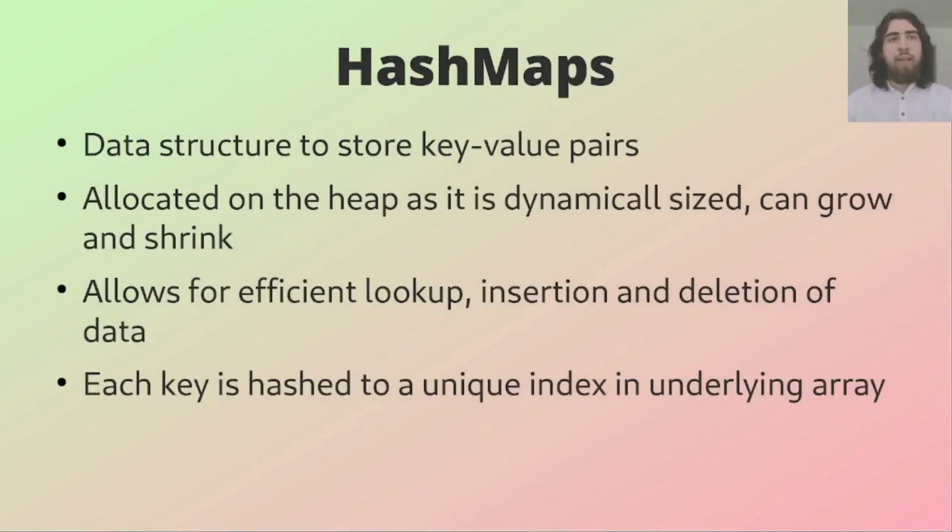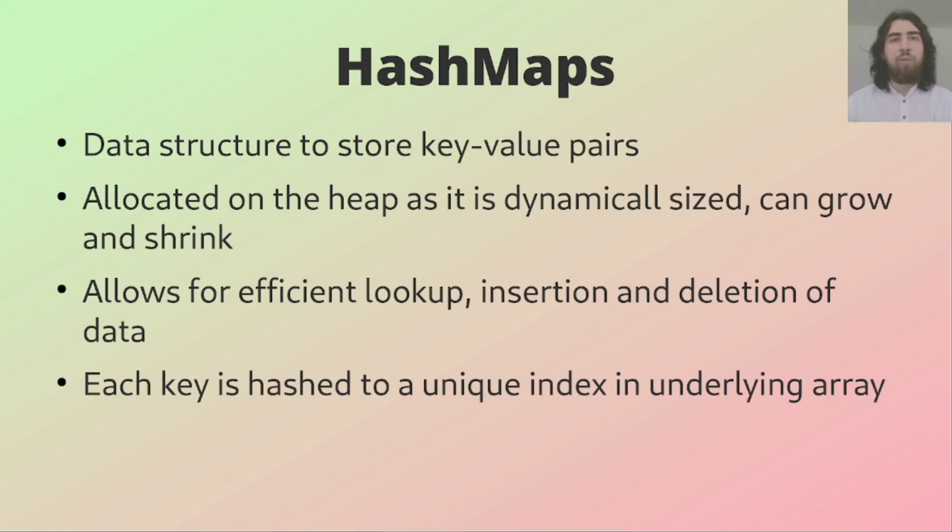Let's take a look at hash maps. So a hash map is a data structure to store key value pairs. It's allocated on the heap as it is dynamically sized, meaning it can grow and shrink. It allows for efficient lookup, insertion and deletion of data.